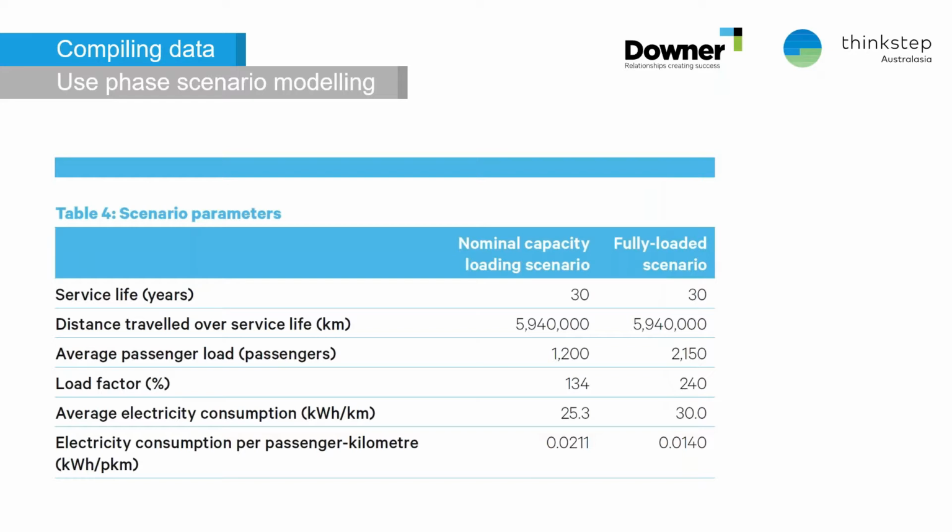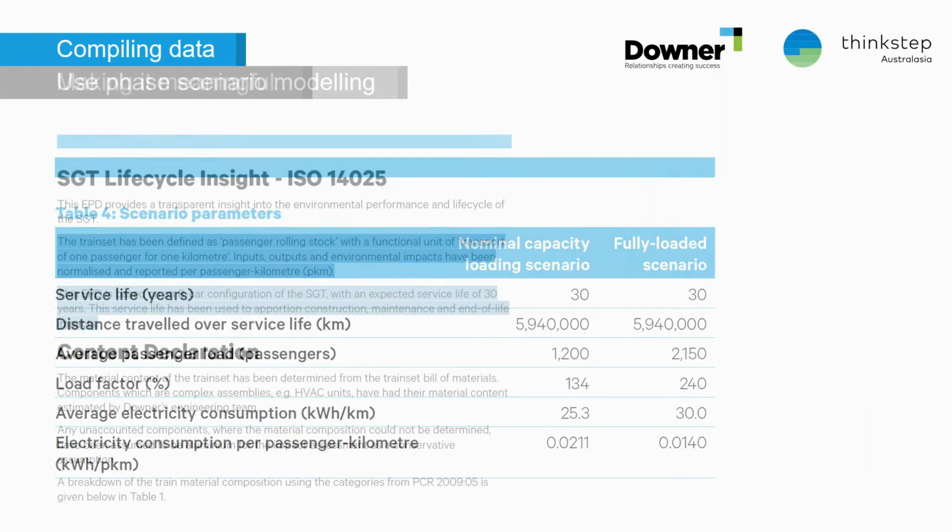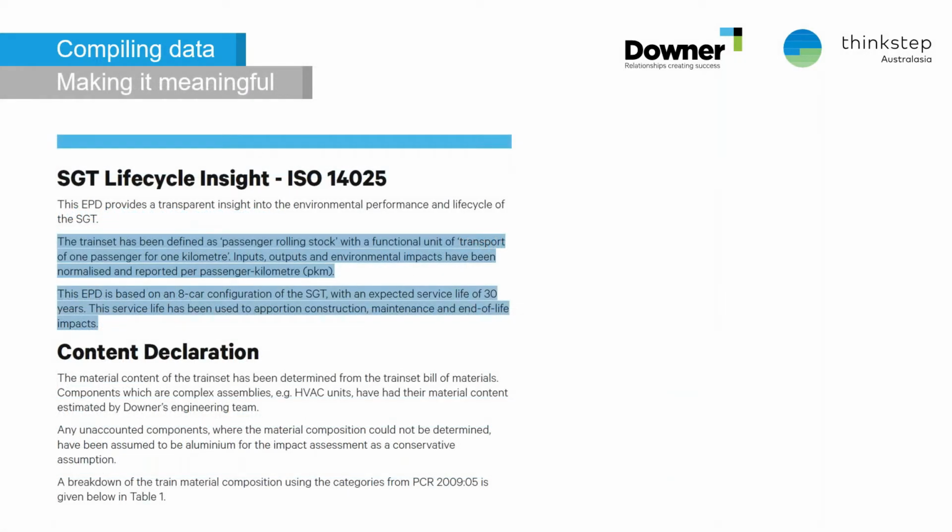The load factor is above 100% just because of how it's calculated, but that's effectively giving you an idea of fully loaded versus another alternative scenario. And then here you can see we've calculated what the average electricity consumption is per kilometre and per passenger kilometre. And for those of you who know life cycle assessment well, you'll know that there's this core idea of the functional unit, so what it's all related to.